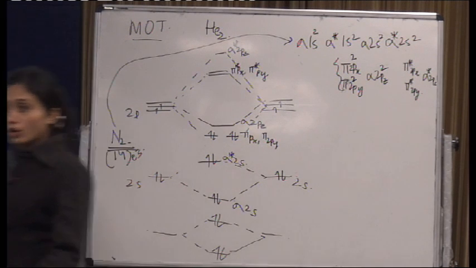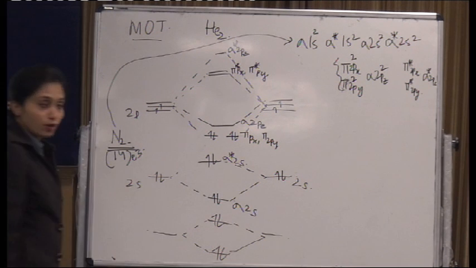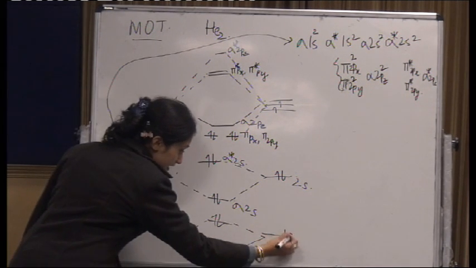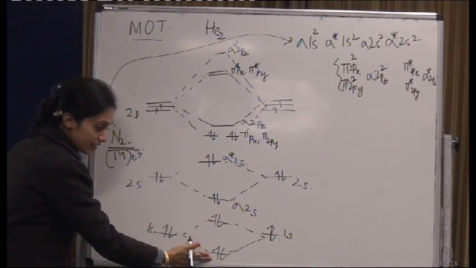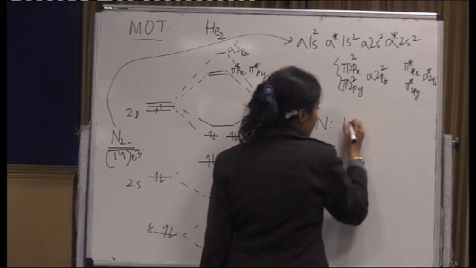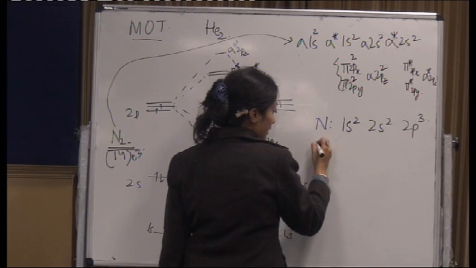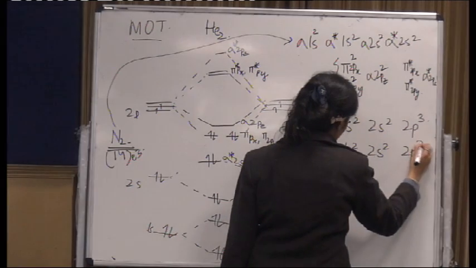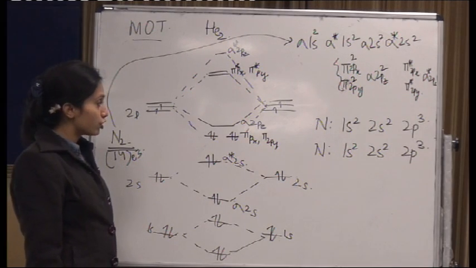This is the order of filling of the molecular orbitals according to the increasing order of energy. Now here, if this is 1s, this is also 1s, you have 2 electrons and 2 electrons here. So now for nitrogen it will be sigma 1s2, sigma star 1s2, because what is your N? N is 1s2, 2s2, 2p3. Then again you have another nitrogen which is 1s2, 2s2 and again 2p3. Clear with that?